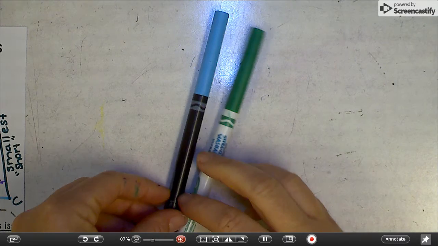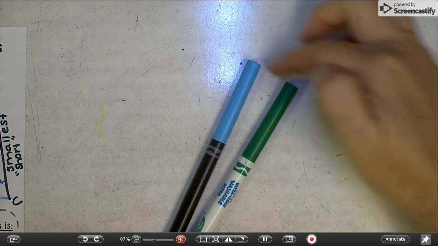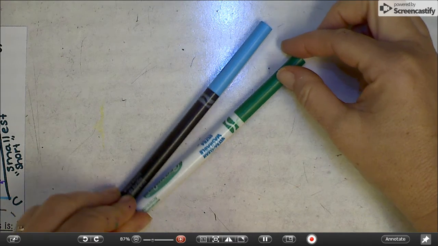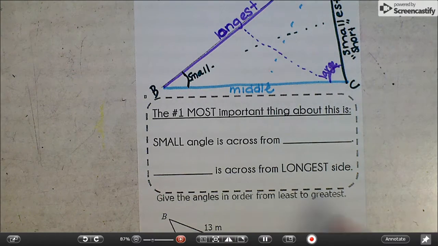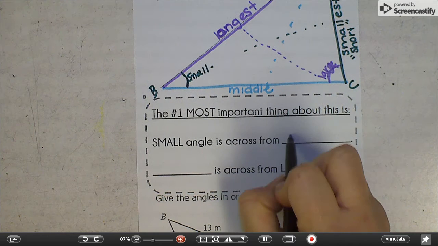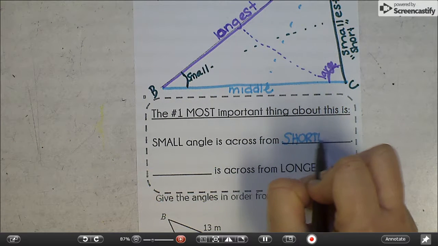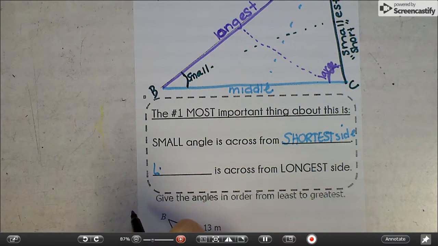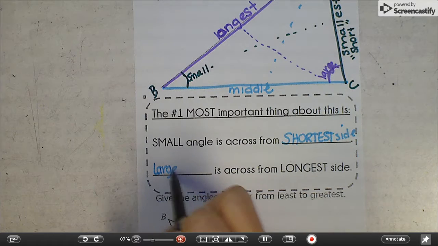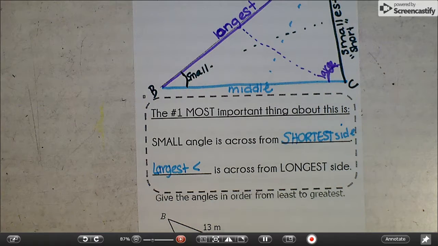Watch. If the angle is tiny, then the side that would connect it is tiny, right? But as the angle gets bigger, what's happening to this side? So that's why this works. Number 1 most important thing about this is the small angle is across from the short side, and the largest angle is across from the longest side. The shortest side is across from the small angle. The longest side is across from the biggest angle.